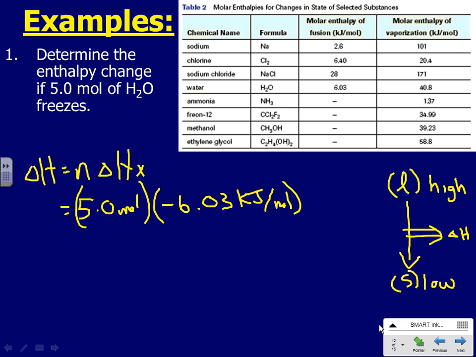Fusion is melting or freezing. It's just the sign is different depending on which way you're going. That would be to boil it, or to condense it. Either way, you'd have to pick the sign depending on whether you're going from high energy to low energy. Okay? All right. Well, now we've got 5 times negative 6.03, which isn't too tricky.